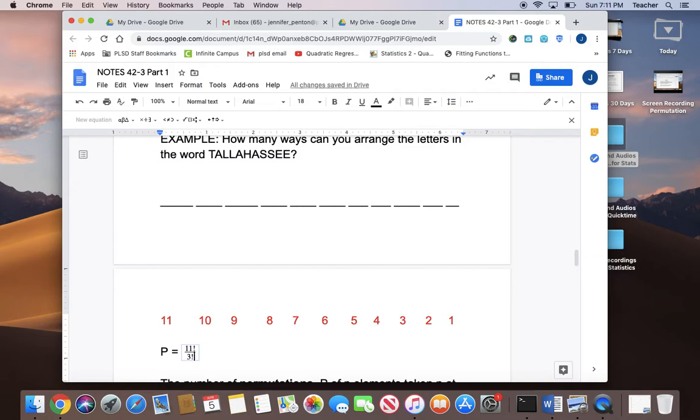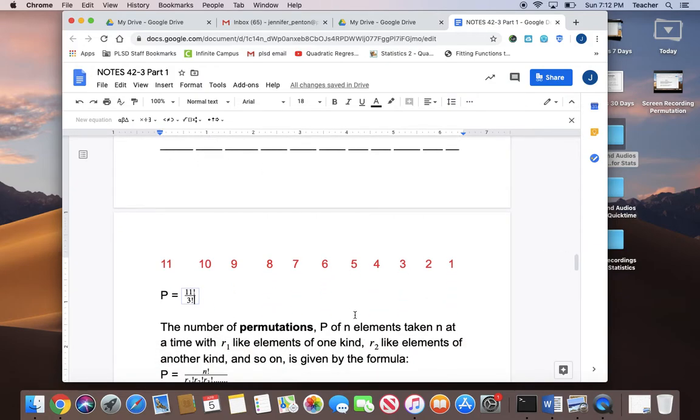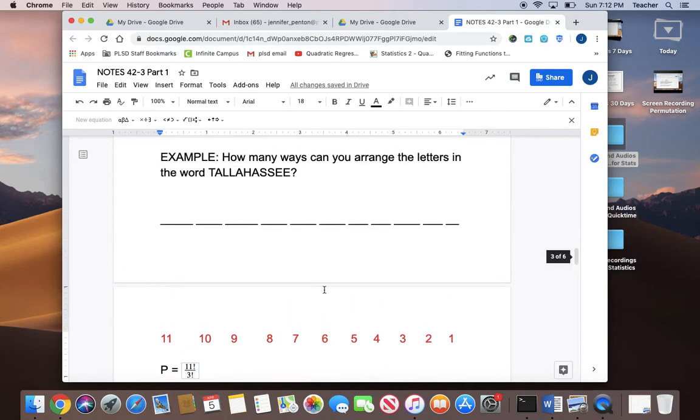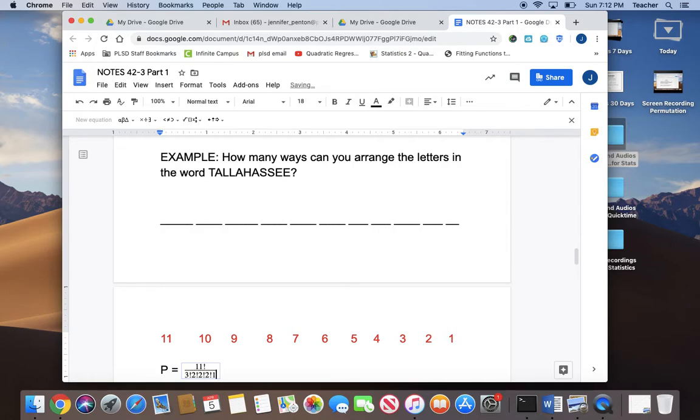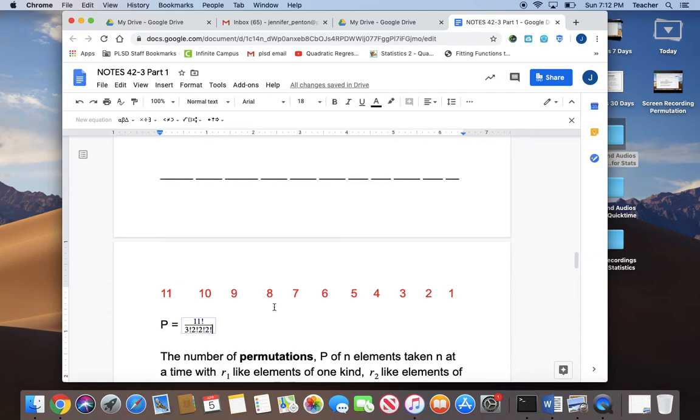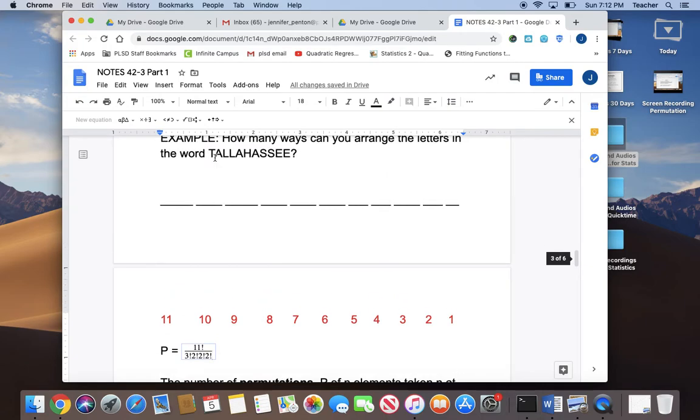So I'd have 3 factorial there. I have 2 L's, so I'm going to put 2 factorial here for my L's. I also have 2 S's, so that's another kind, 2 factorial. And 2 E's, that's another kind, 2 factorial. Now I also have 1 T and 1 H. So I could say 1 factorial here for T and 1 factorial here for H. But 1 factorial is just 1, so I don't have to put that there. So I've used my formula, so I divide out those arrangements that would be the same because not every letter is distinct.